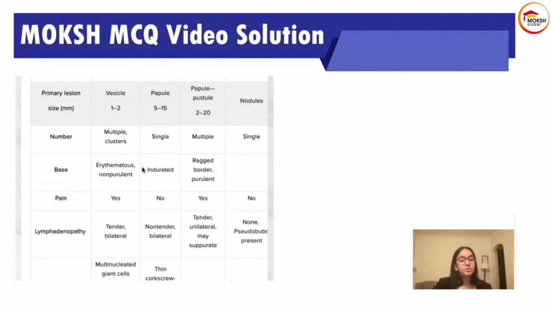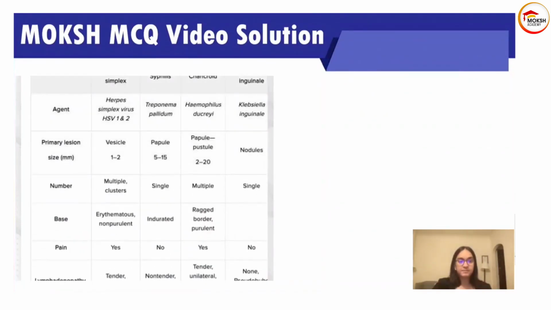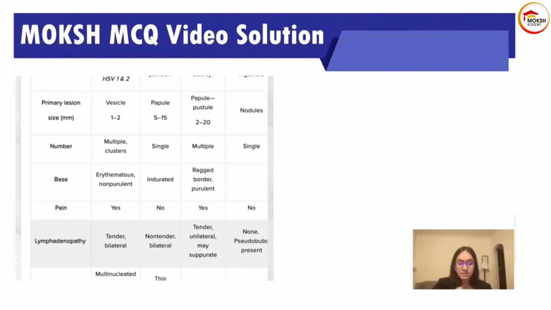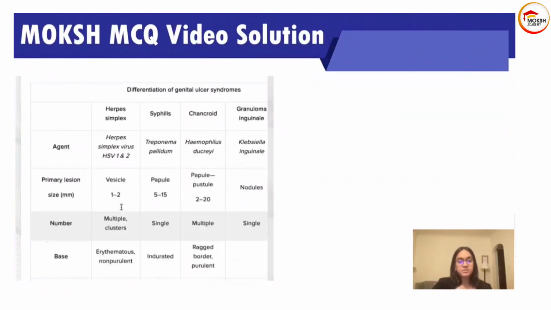So let's just quickly go over this table again. I know we've gone over it many times, but it is a very important table. Okay, so HSV is caused by HSV 1 and 2. The primary lesion is a vesicle, multiple and in clusters. It will have an erythematous non-purulent base. It is very painful, and you will see tender bilateral lymphadenopathy. On histology, it's the multinucleated giant cells with intranuclear inclusion bodies, or the Cowdry type A inclusions. Okay, so vesicles and painful in clusters.